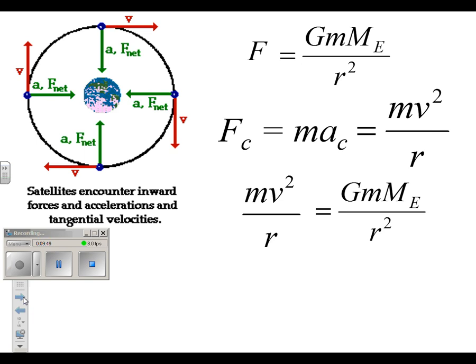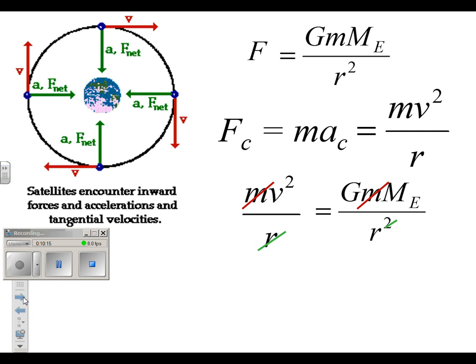And we can cancel the m's out, because that's the mass of the actual satellite, and one of the r's would cancel out, and so we would end up with an equation where we could solve for the actual velocity that this satellite needs to be going to stay in that path around the Earth.